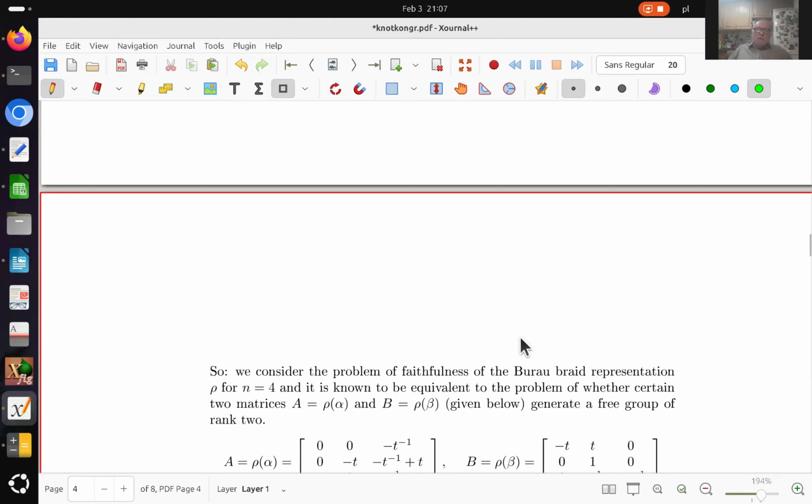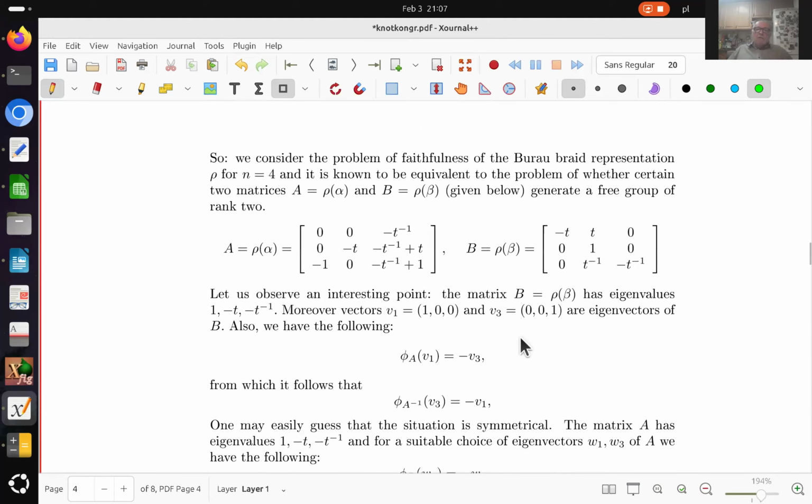Okay, so we consider the problem of faithfulness of the Burau braid representation for n equal to 4, and we know that it is equivalent to the problem of whether certain two matrices, the images of alpha and beta, generate a free group. So let me calculate explicitly rho of alpha and rho of beta.